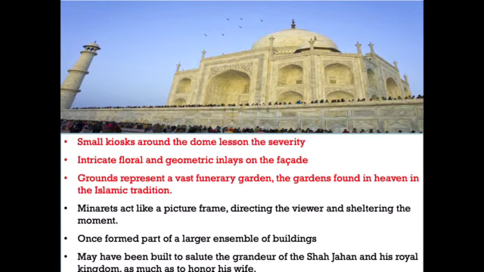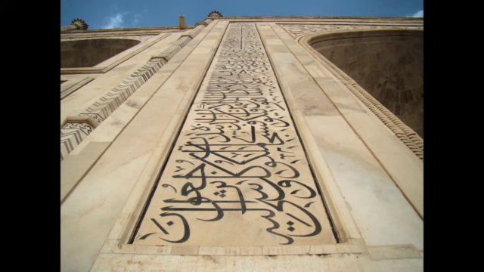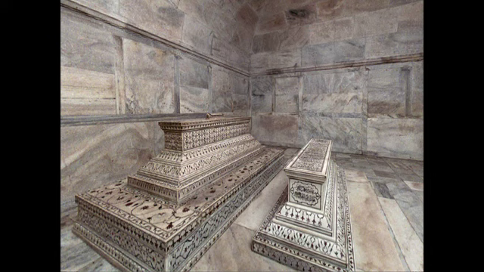The grounds represent a vast funerary garden, and gardens are believed to have been found in heaven in the Islamic tradition. And we're going to see these intricate floral design inlays on the facade. The minarets themselves are meant to frame the overall building. And there you can see the calligraphy that goes around the large iwan entranceway. And this right here is the tomb for his wife and for him. They are still in there.